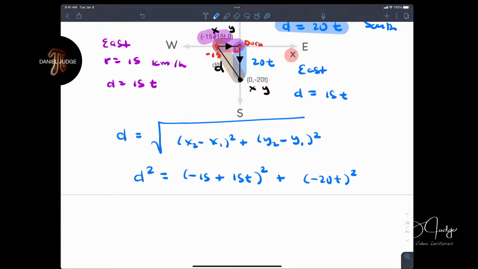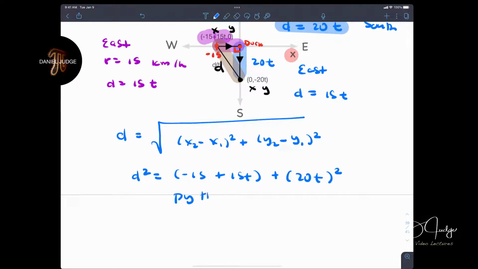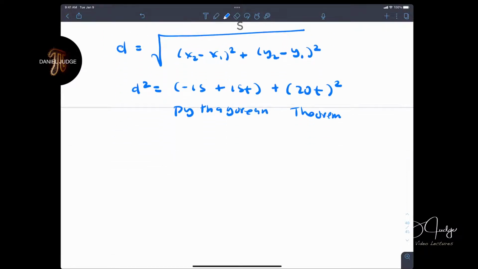So we can use the distance formula since it has coordinates, or you can use either. If you use the Pythagorean theorem, I apologize, it was negative 15t plus a positive 20t, squared. And this is by the Pythagorean theorem because our distances are positive. This is the distance for both, and this will be squared.